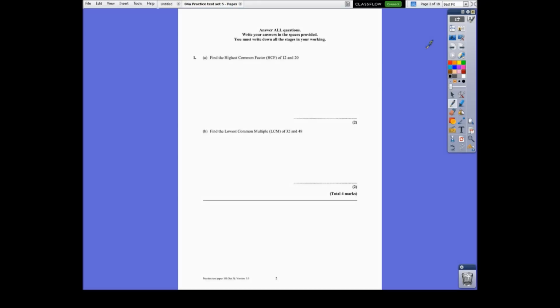This is Edexcel's Mathematics GCSE Practice Set 5, Paper 1H. Question 1. Find the highest common factor of 12 and 20. You can do this by finding just the factors and finding the highest one.